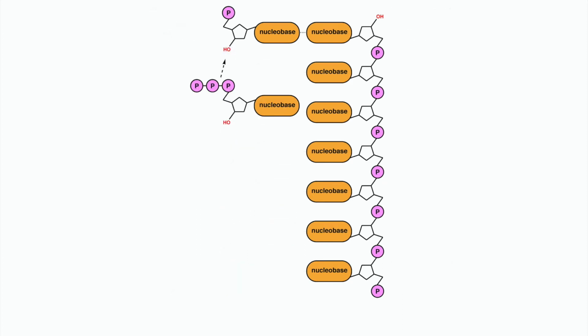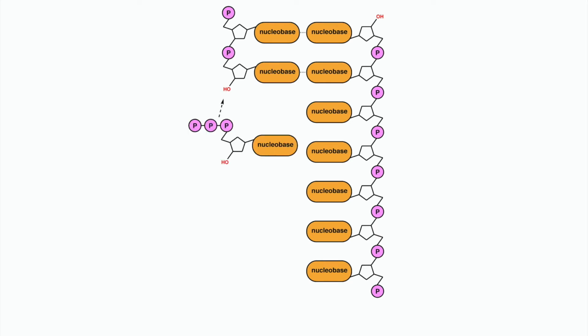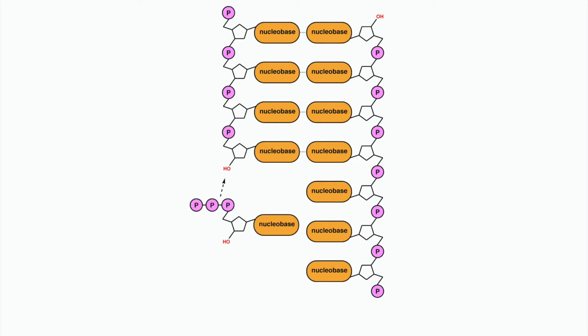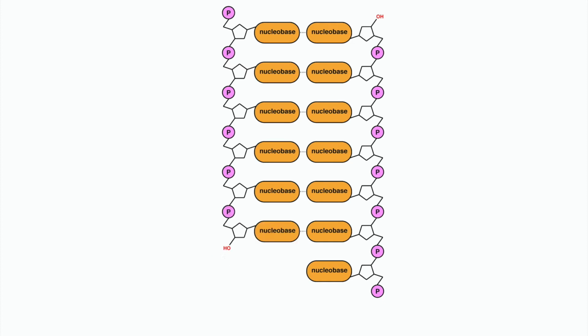DNA is synthesized from a free 3' terminus in the direction 5' to 3' from the perspective of the strand that is being synthesized. In this particular diagram, this corresponds to the left strand. DNA synthesis also requires a template strand in order to ensure that the correct nucleotide base is added to the growing DNA molecule.